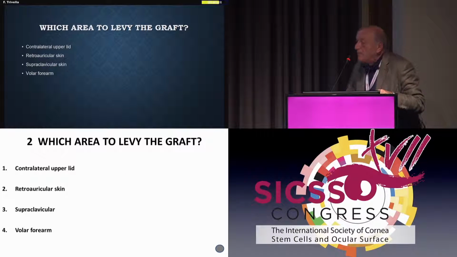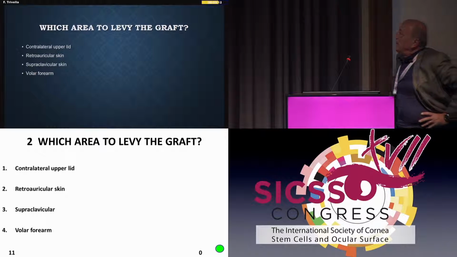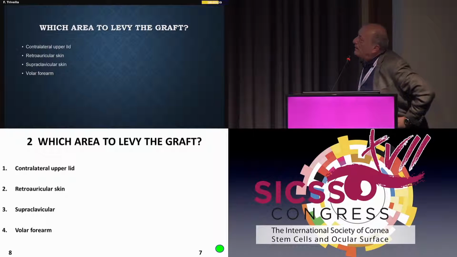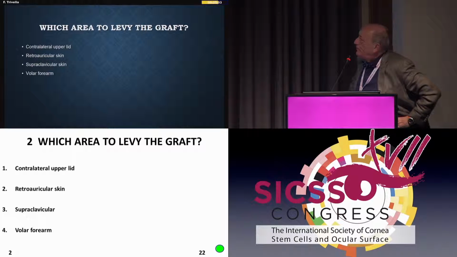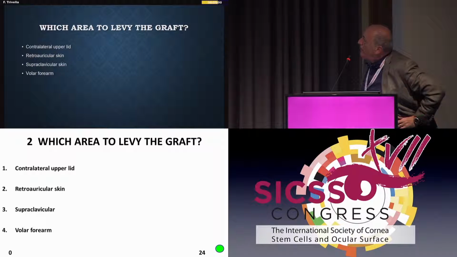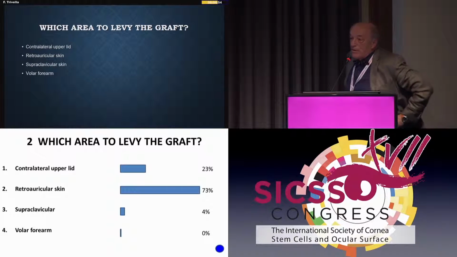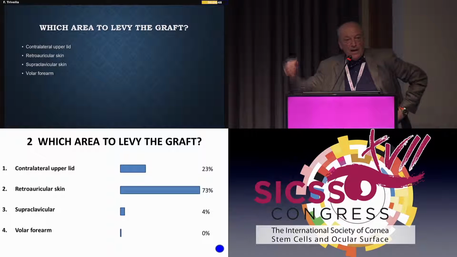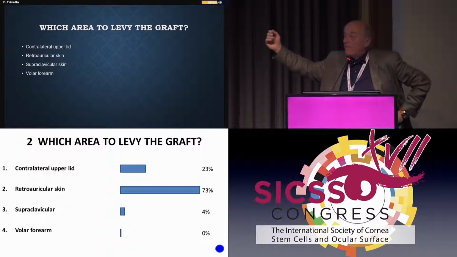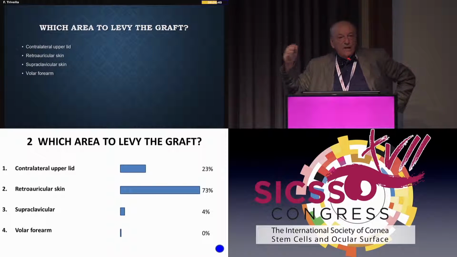And the skin graft to be harvested where? In this specific case, this is the question. So from the contralateral lid or the other lid, from behind the ear, supraclavicularly, or the volar forearm. Okay, here we are. That's right. So here we have no contralateral lid because we have no blepharochalasis. Okay, retroauricular skin can be used. And then supraclavicular and volar forearm.